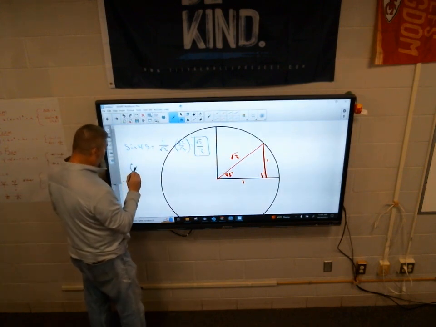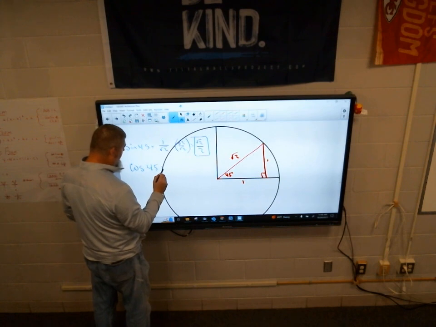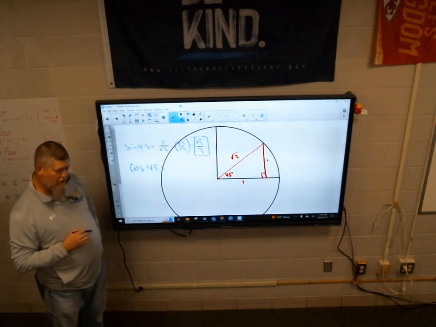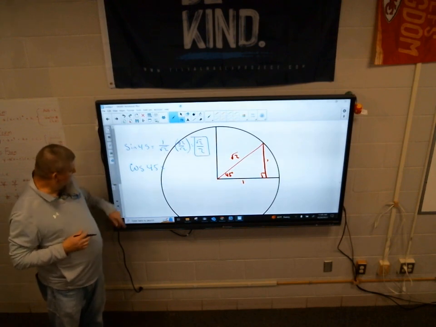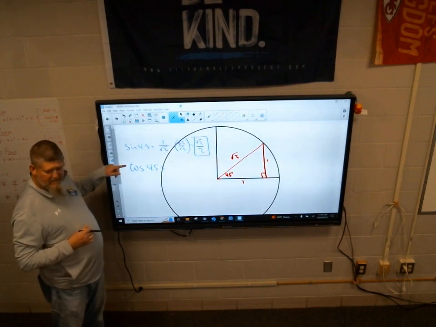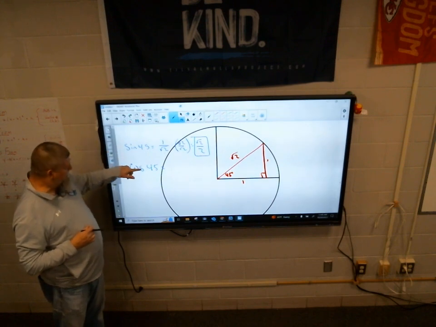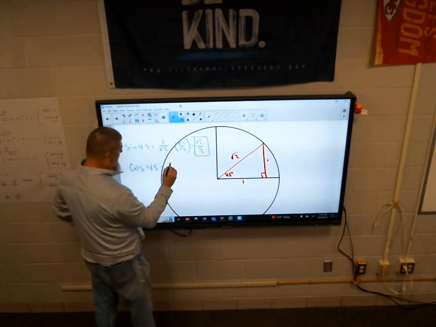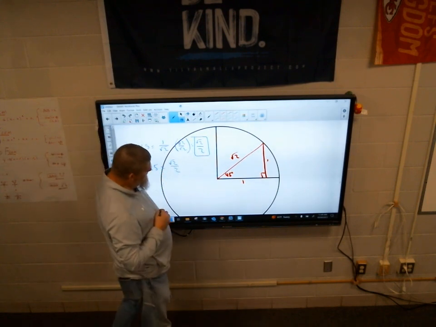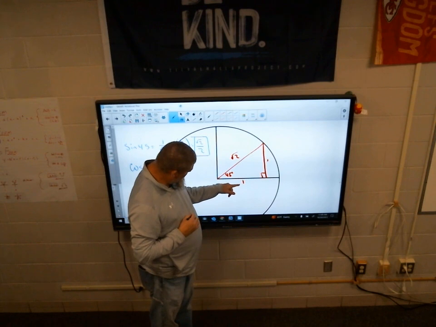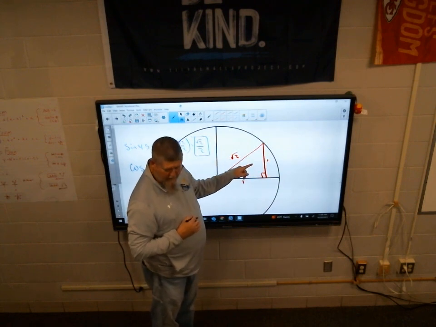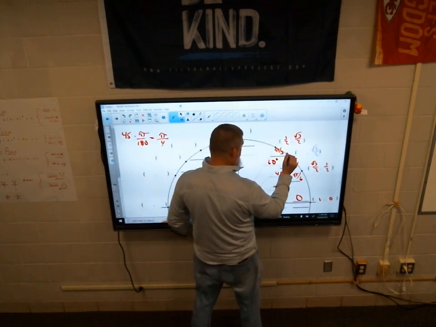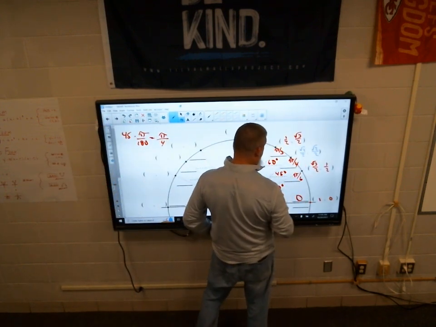Okay? What is the cosine of 45? Radical 2 over 2. The same thing. The cosine is the sine of its complement. The complement of 45 happens to be 45. Therefore, they are the same. I mean, you have opposite over hypotenuse and you have adjacent over hypotenuse, and those two are the same. You have the same trig function. So you have radical 2 over 2.